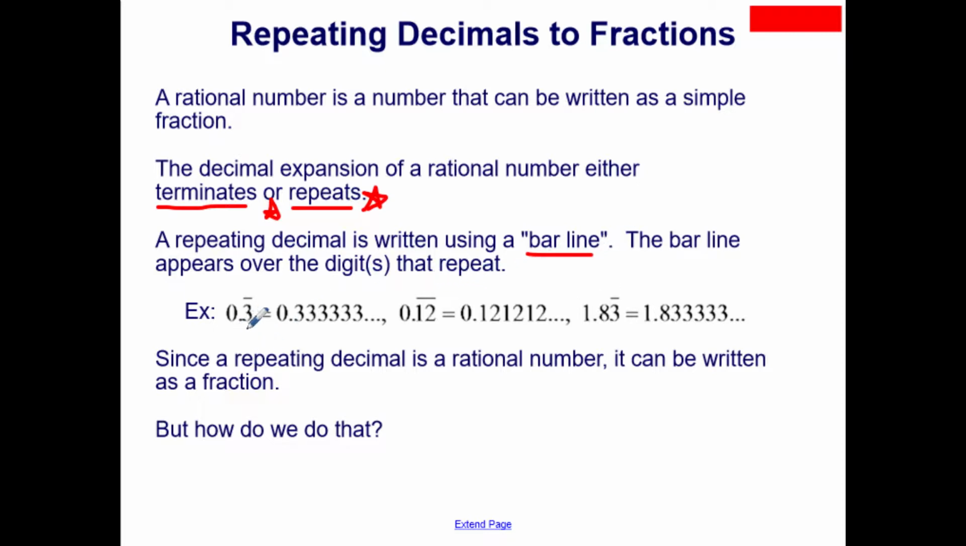So for example, 0.3 repeating, the only digit repeating is 3. Here, 0.12 repeating, the 1, 2, 1, 2, 1, 2 will repeat. And 1.83 repeating, here the bar is only over the 3, so the 1 and the 8 will appear, but then only the 3 will repeat. Since a repeating decimal is a rational number, it can be written as a fraction.